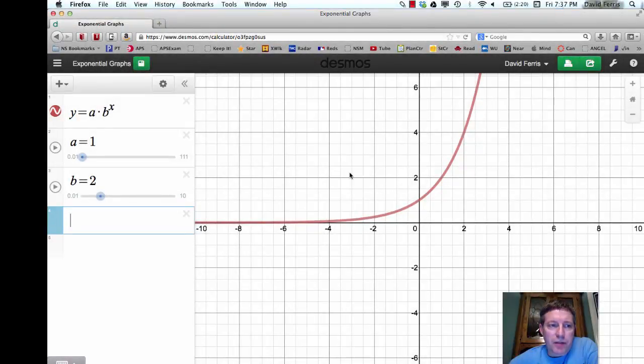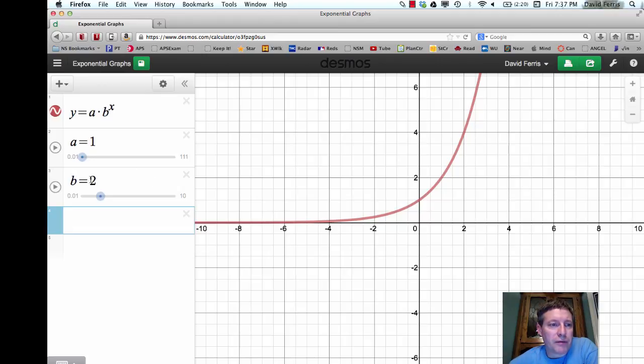So I have an exponential function, just a generic one. Notice in Desmos you can graph a function that is a times b to the x, and then you can set up sliders where you can change the value of a or b or both, and then you can watch in real time what that does to our graph. So I hope this looks familiar. This is a pretty generic exponential function.